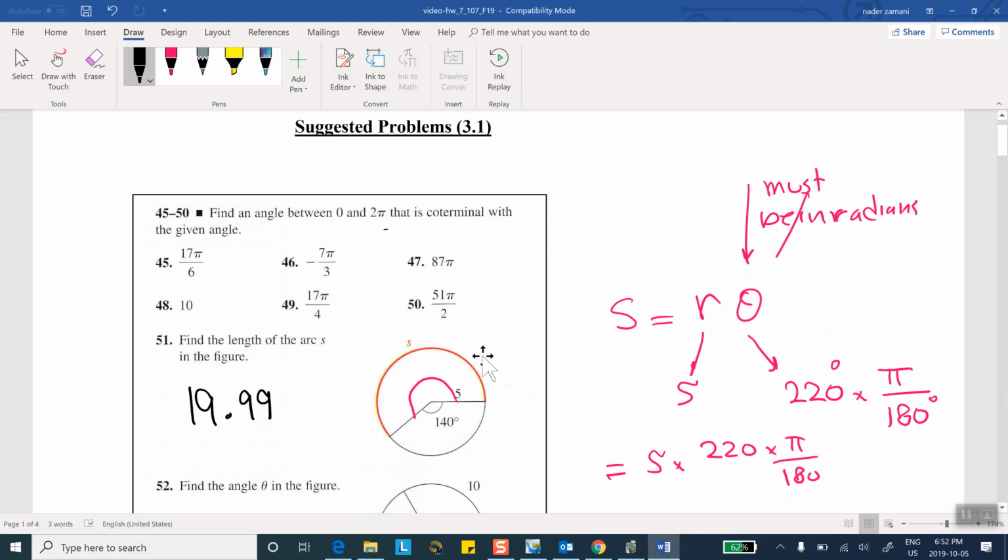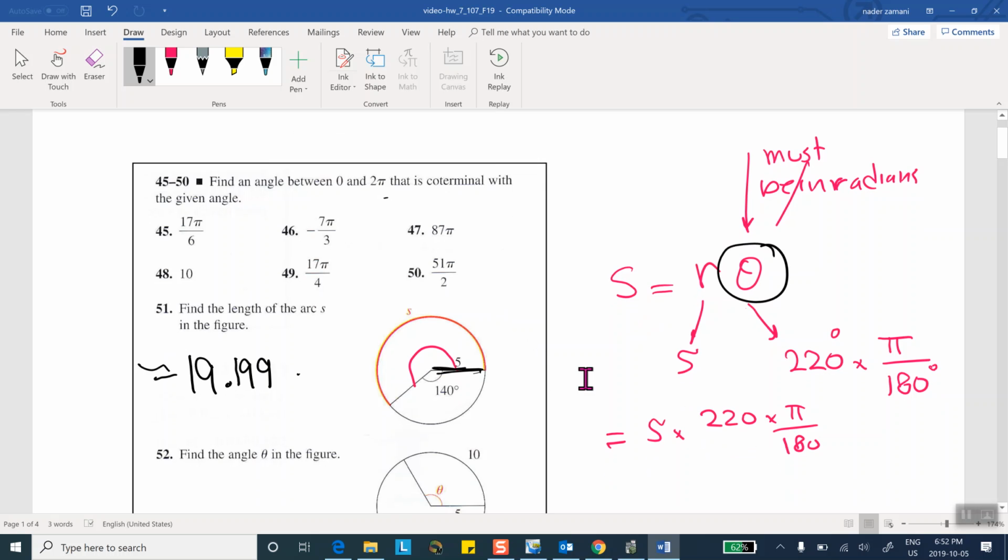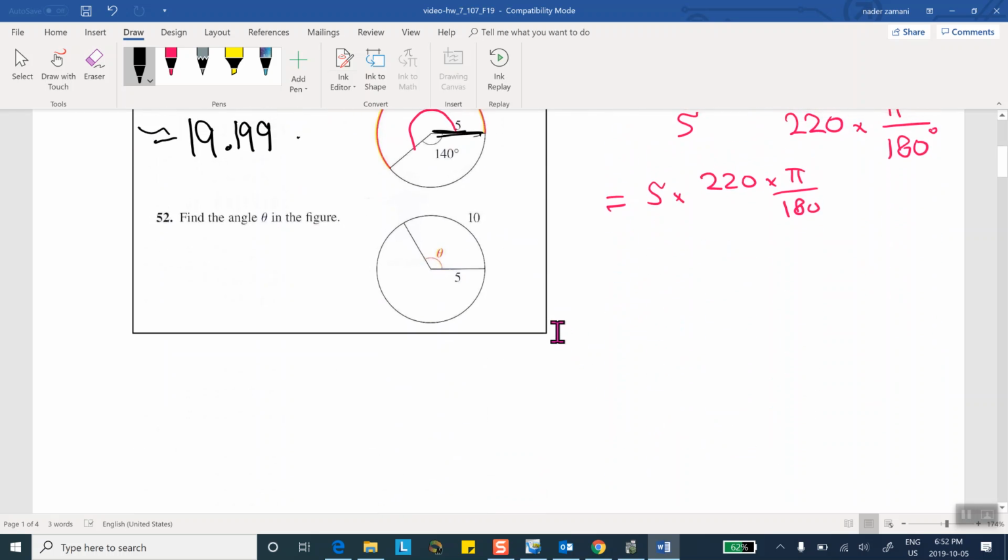19.199, which is rounded to the third digit. Now, whatever the unit of this 5 is, if this was inches, this is going to be inches. If this was feet, this is going to be feet. The key is to make sure that this theta is in radians. Same kind of thing here.